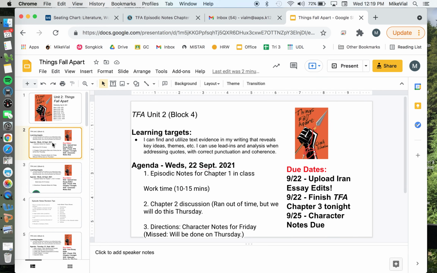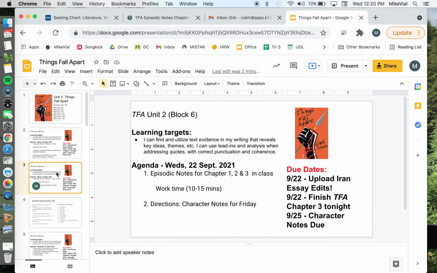Block 4 and Block 6 are finally realigned because we were off schedule, but our lesson plans are very similar. So if you were absent today, we briefly talked about Chapter 1 and 2. We didn't really get into Chapter 3 at all. Tomorrow will be more of a day to discuss Chapter 3.